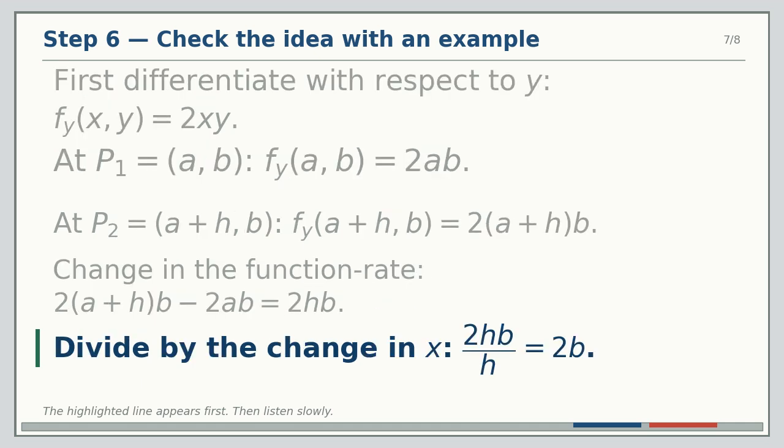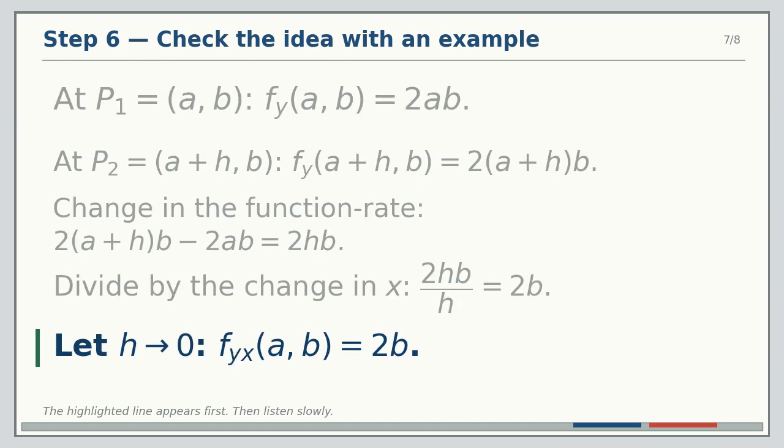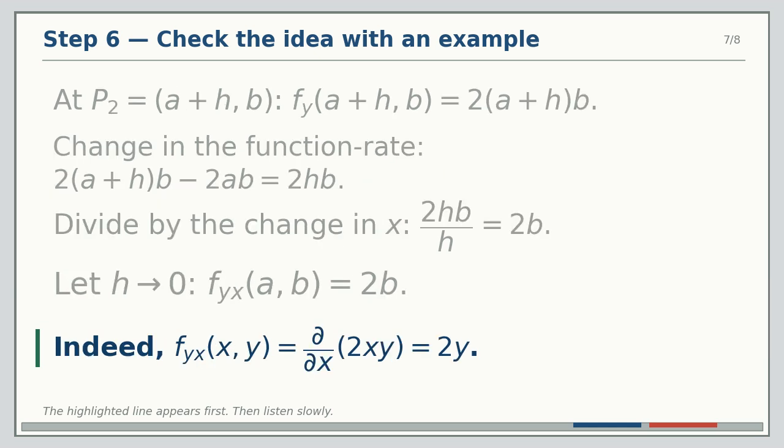Divide by the change in x, which is h. 2hb divided by h is 2b. Let h tend to 0. Therefore, f sub yx at (a, b) is 2b. This agrees with direct differentiation. The derivative with respect to x of 2xy is 2y.